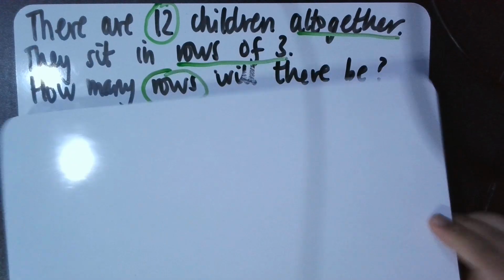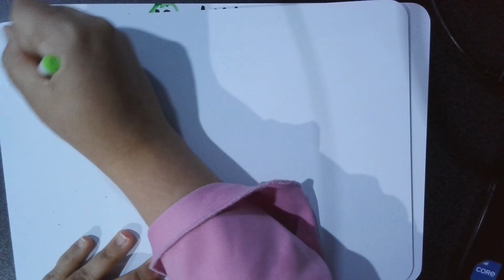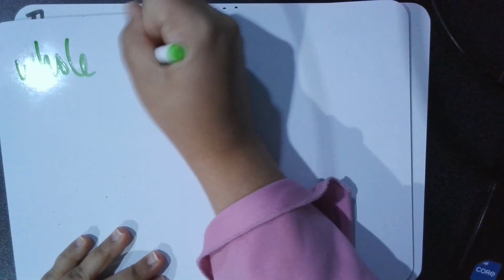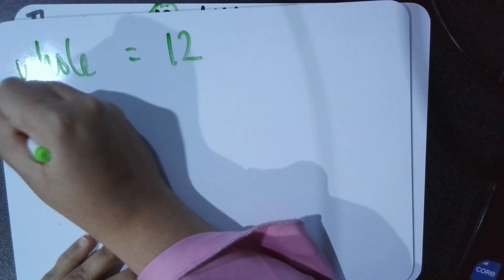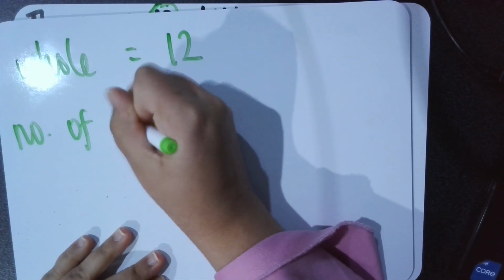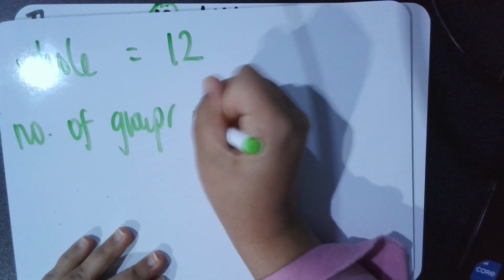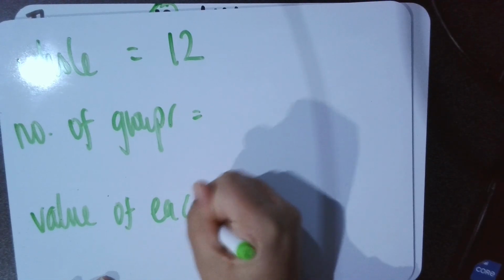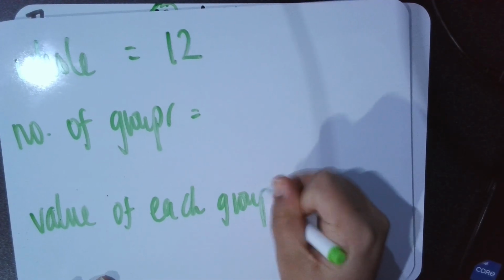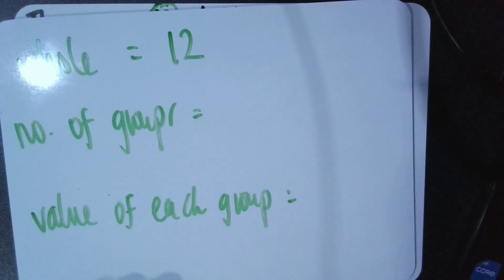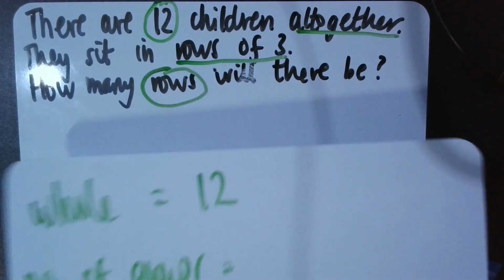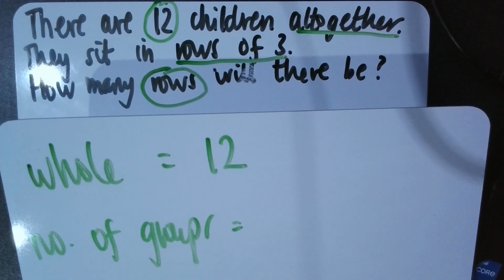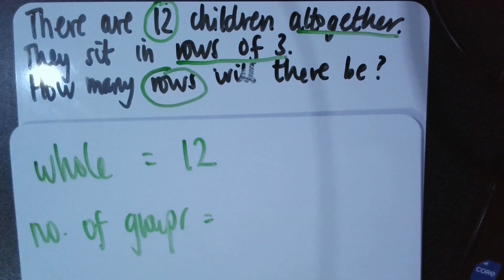If we get our other whiteboard out, we know the whole here. There are 12 children altogether. The number of groups and the value. My goodness, sorry for my handwriting. Okay, we know the whole is 12. They sit in rows of 3.